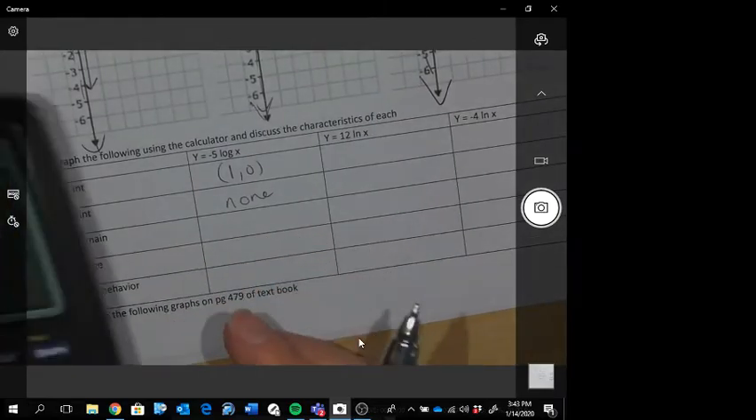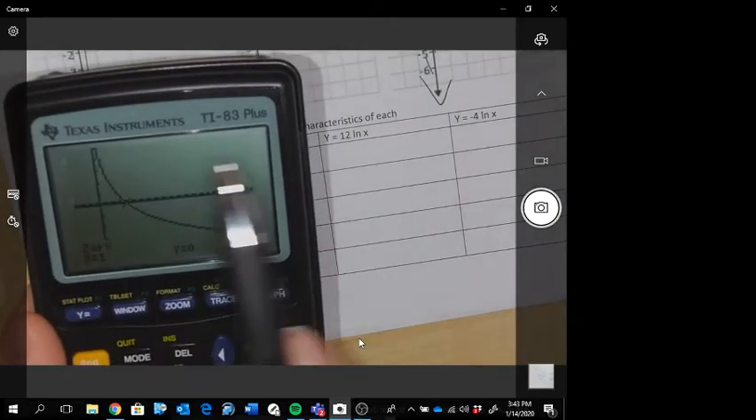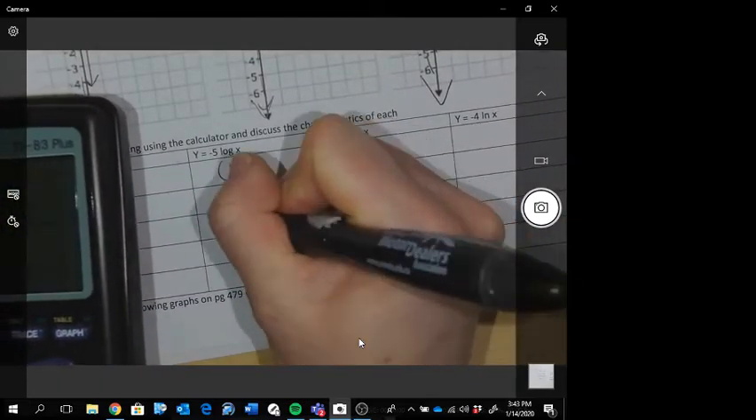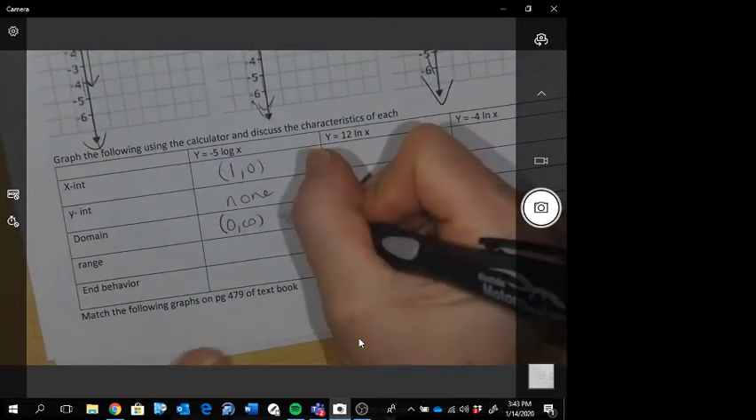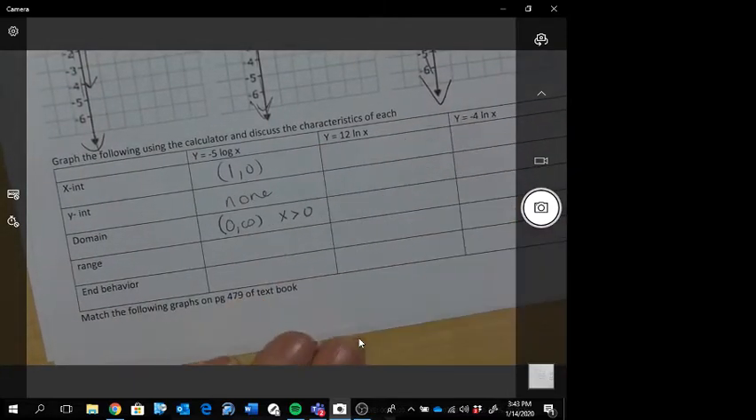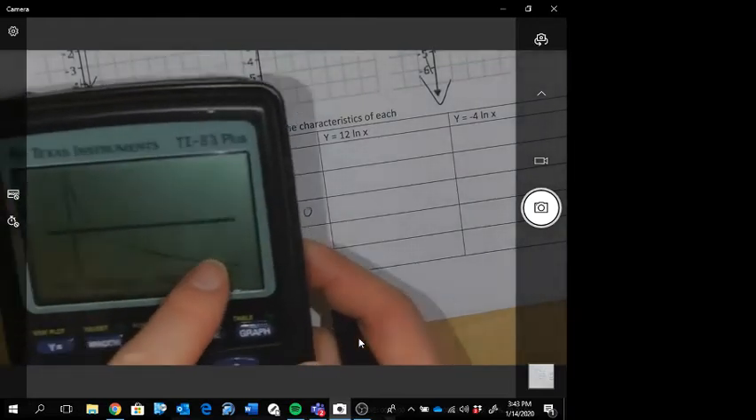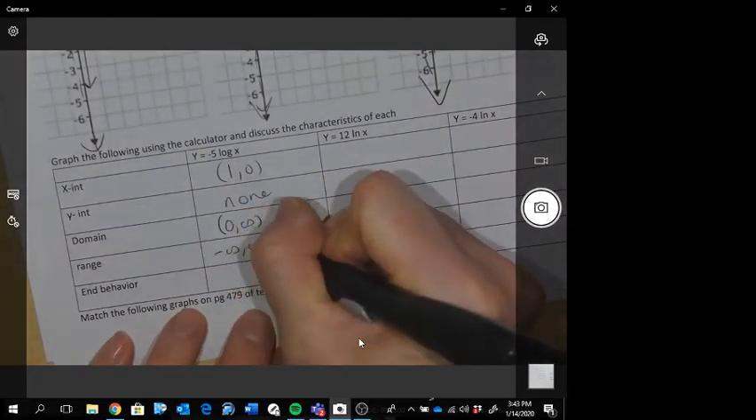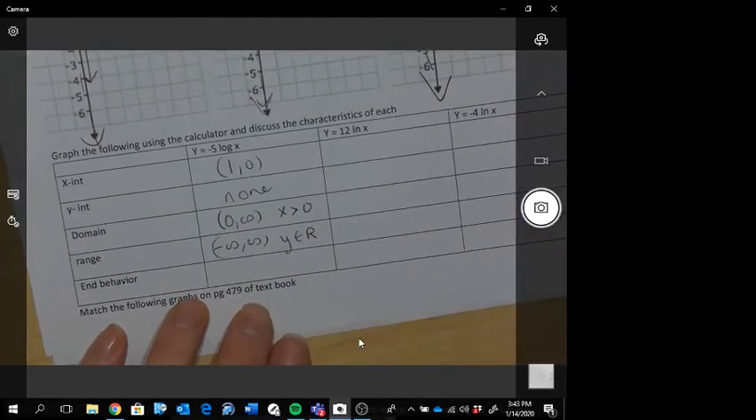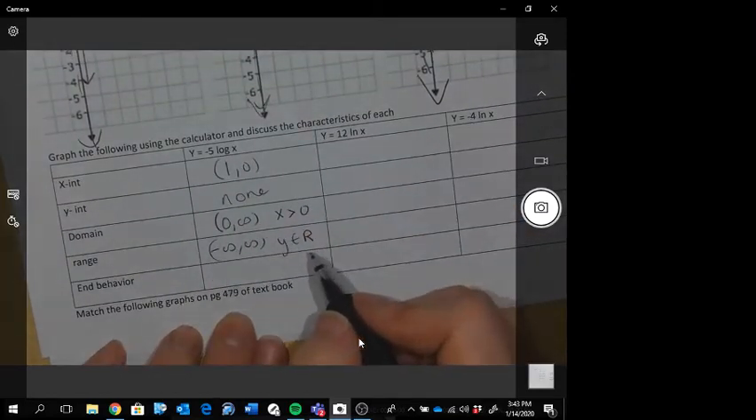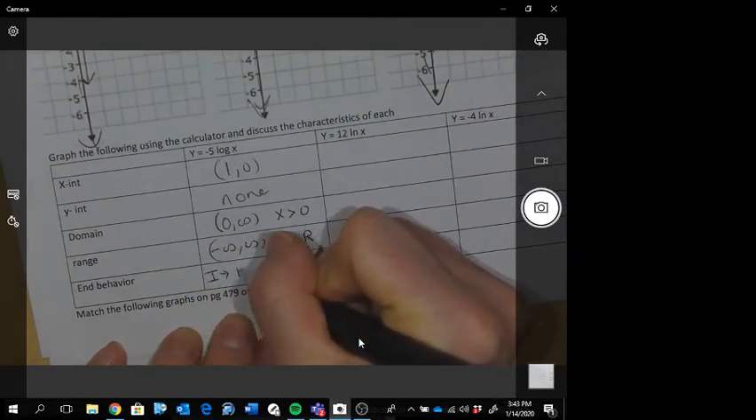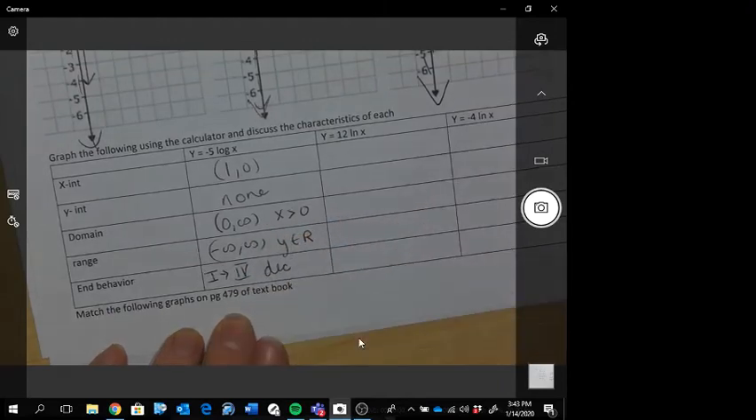The domain, so the domain goes from 0 and on. So from 0 to infinity, but I don't want to be exactly 0. Or you could write it like that. The range, so you could see that this is going to go down, down, down, down, and this is going shooting up, up, up. So negative infinity to infinity, or y is an element of all the reals. And the end behavior, it's from quadrant 1 going into quadrant 4 decreasing.